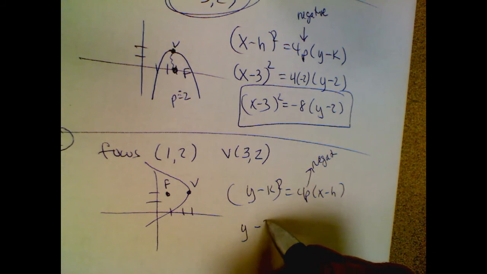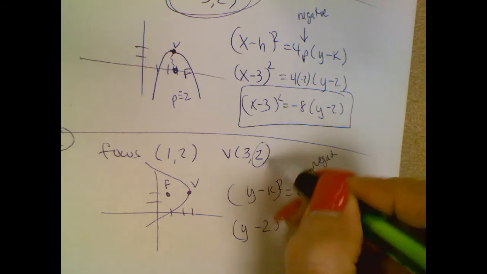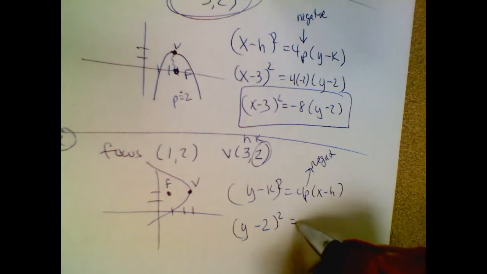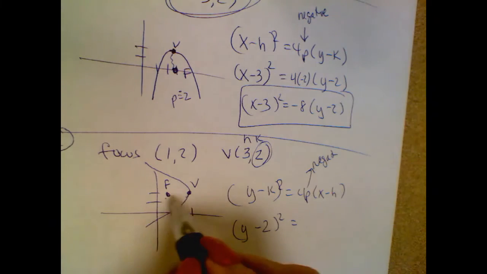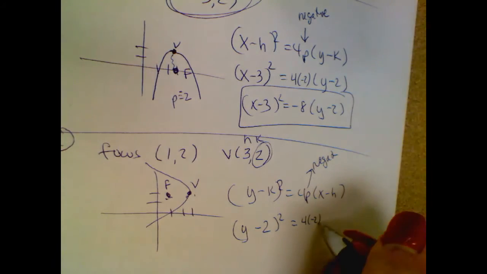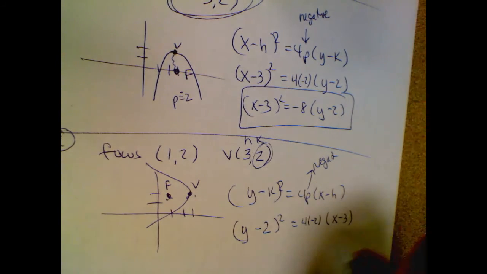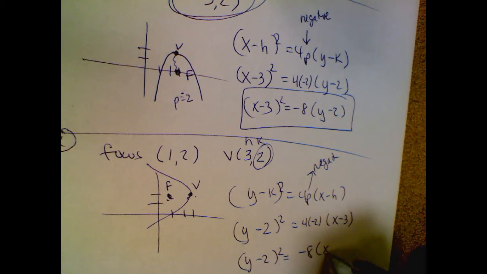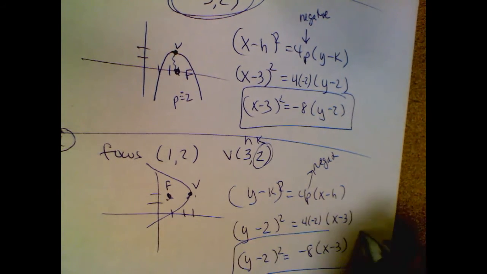So (y minus 2) squared, because this is the k, this is h, this is k, equals the distance between here and here, which is 2, but it's -2. So it's 4 times -2, and then (x minus 3). For (y minus 2) squared equals -8 times (x minus 3).